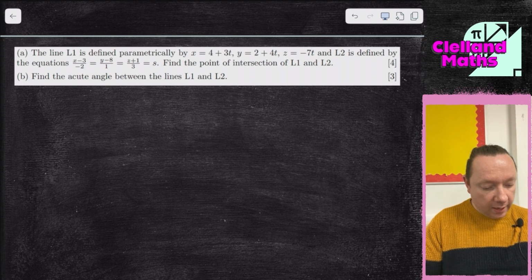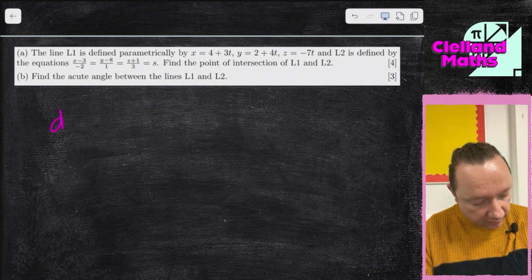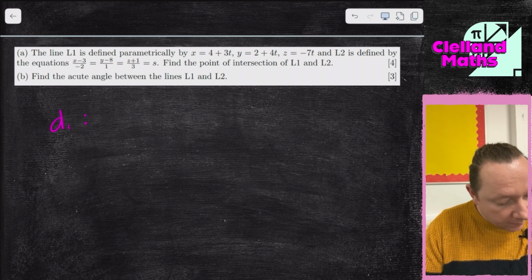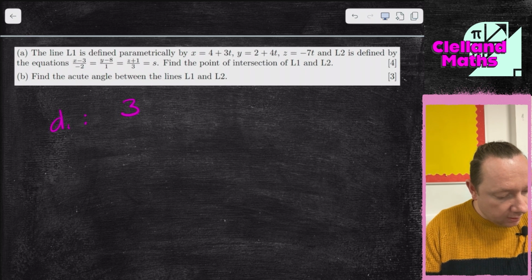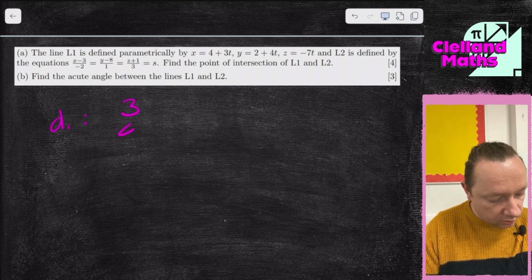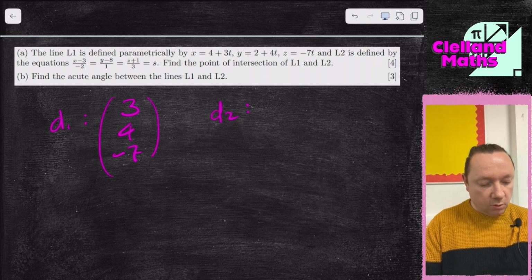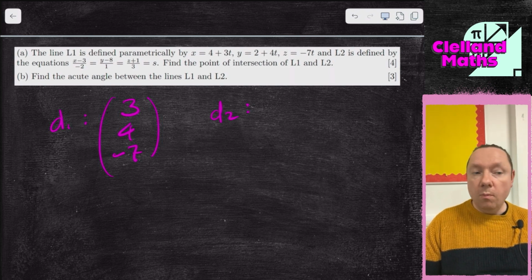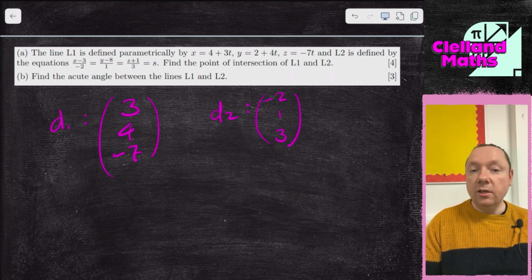Part B says find the acute angle between the lines L1 and L2. So we want some directions then. So the direction vector for line 1, we've got 4 plus 3t, so it's just 3, the number in front of t, 2 plus 4t, so that's 2, and minus 7t, so that's minus 7. And you can do the same for line 2, the direction vector d2. Well, when it's quoted like that, it's just the bottoms of the denominators, so that's minus 2, 1, and 3. So there's our direction vector.